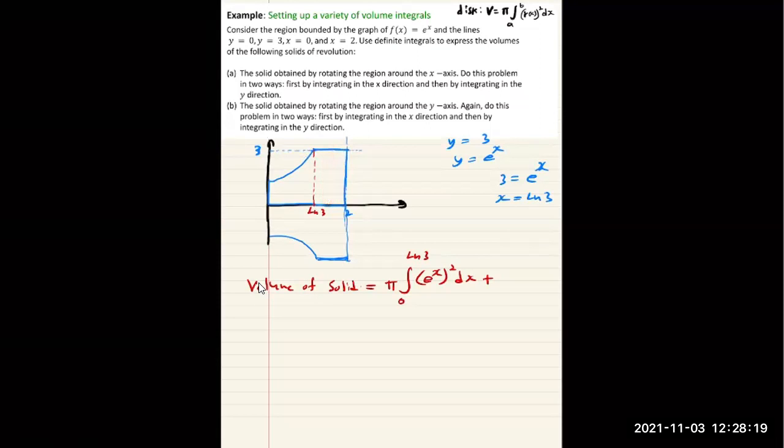So that integration will be pi times the integral from ln 3 to 2 of 3 squared dx. Pardon me, the radius is 3, not 2. This one is 3. 3 squared dx. All you need to do is calculate this integration. We are not asked to calculate it. So this is the setup of the integration to find the volume of this object.